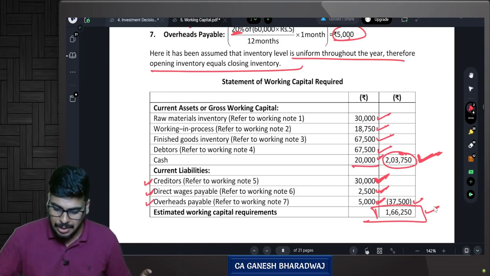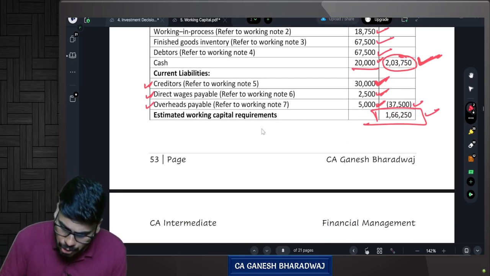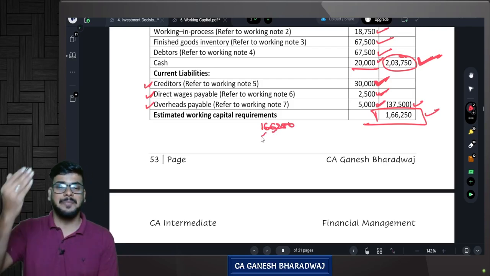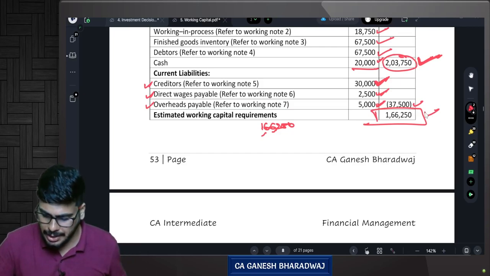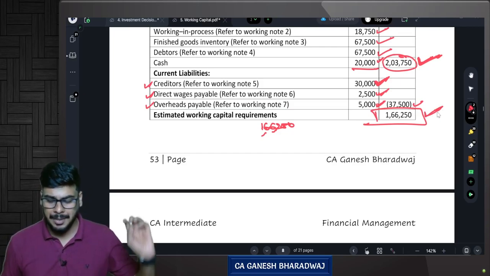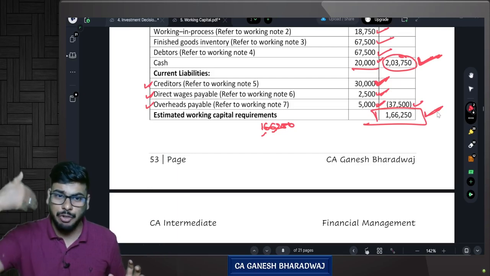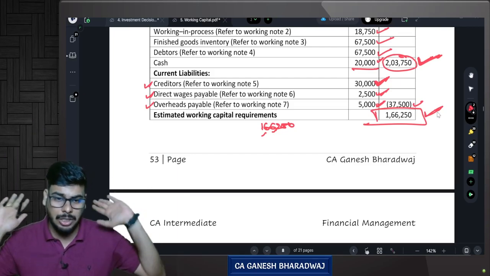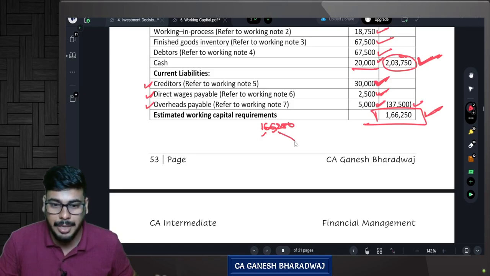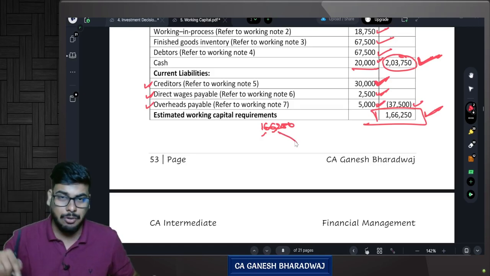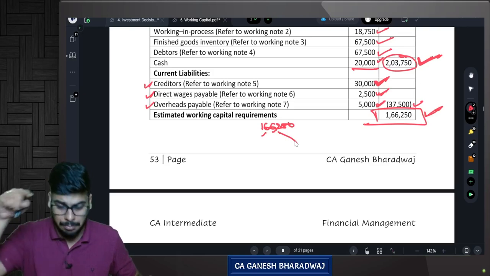So now what happens? For 1,66,250, I will go to the bank. I will ask them, I want a working capital loan to the extent of 1,66,250. Let us say the bank is giving it, or you can also raise it through any of the long-term sources of finance. Now you will introduce this into your business, correct?